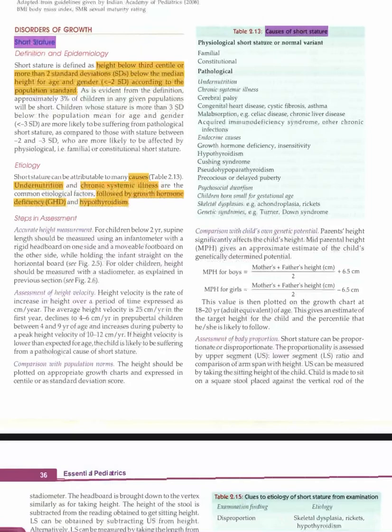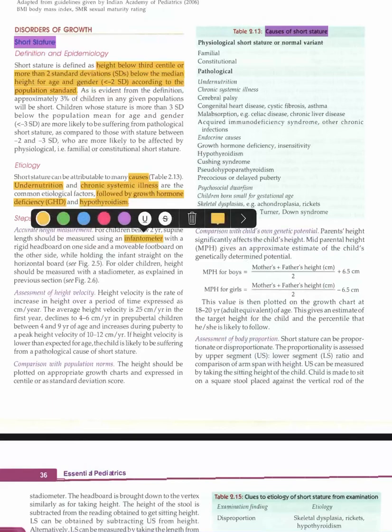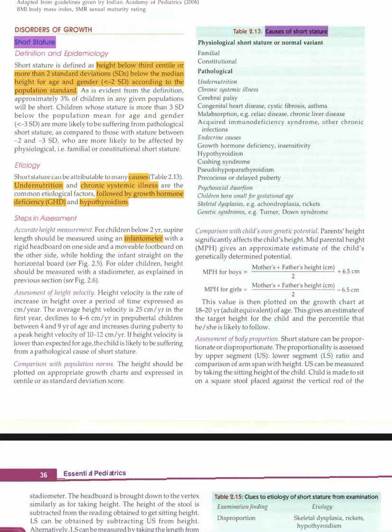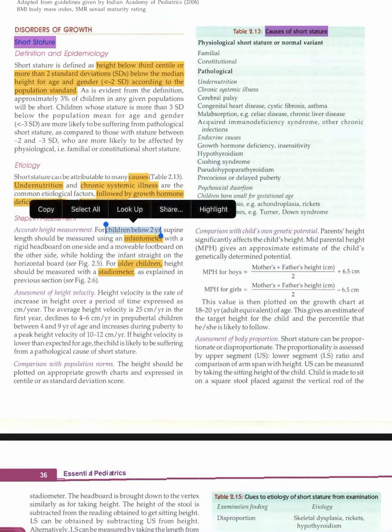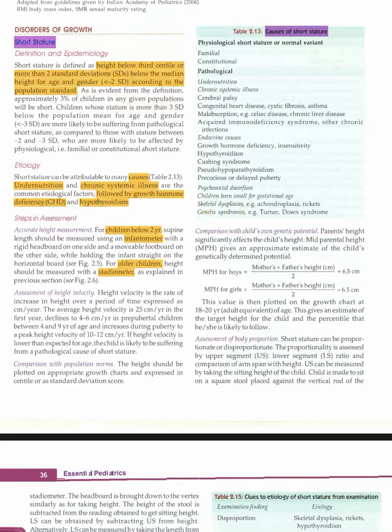Steps for assessment: accurate height measurement. For children below 2 years, supine length should be measured using an infantometer with a rigid headboard on one side and a movable footboard on the other side, while holding the infant straight on the horizontal board. For older children, height should be measured with a stadiometer, as explained in the previous section.